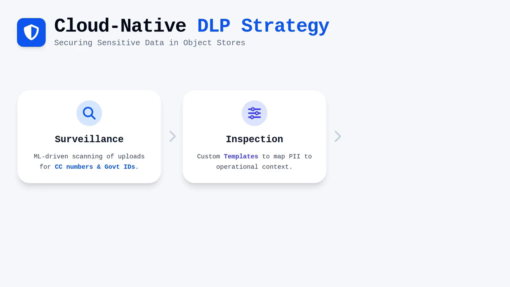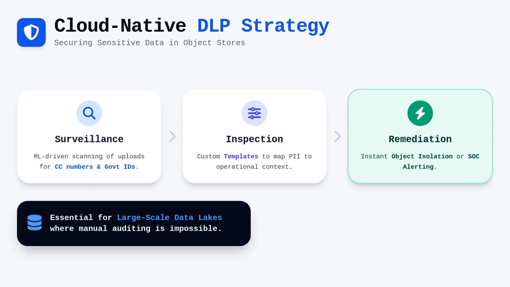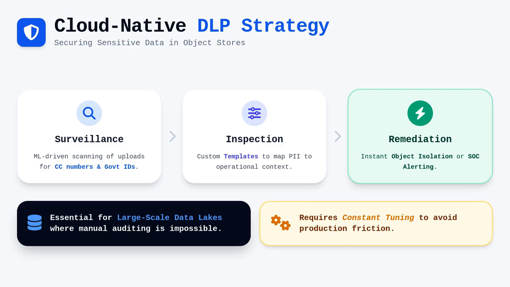Once the DLP tool identifies unencrypted sensitive data in an object store, it can trigger immediate actions, such as isolating the object or alerting your security operations center. This is a critical technical control for organizations that rely on large-scale data lakes where manual auditing is physically impossible due to the sheer volume of files. Implementing these controls correctly requires constant testing to tune your sensitivity thresholds and avoid excessive false positives that could hinder production workflows.